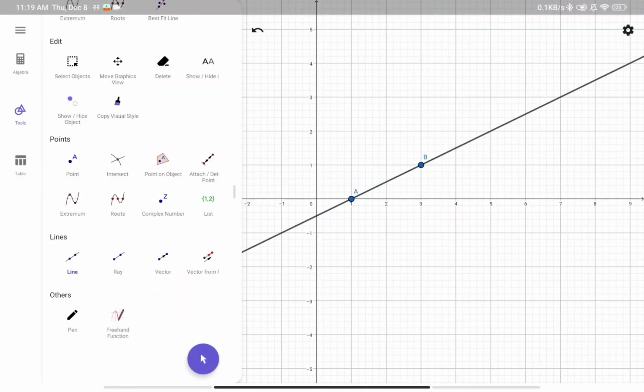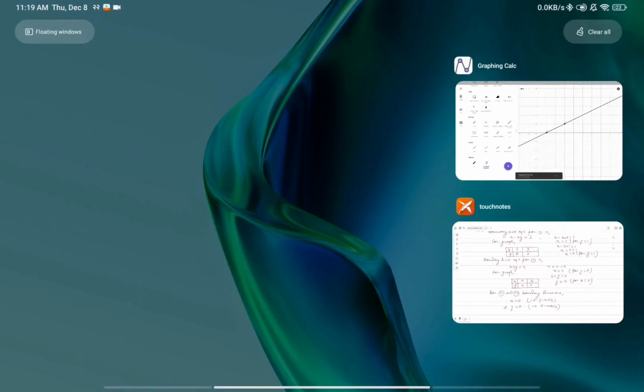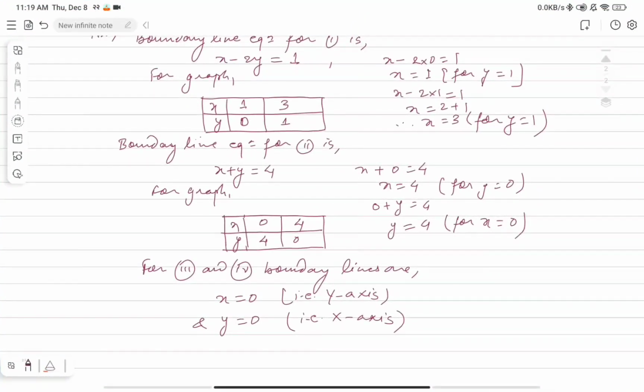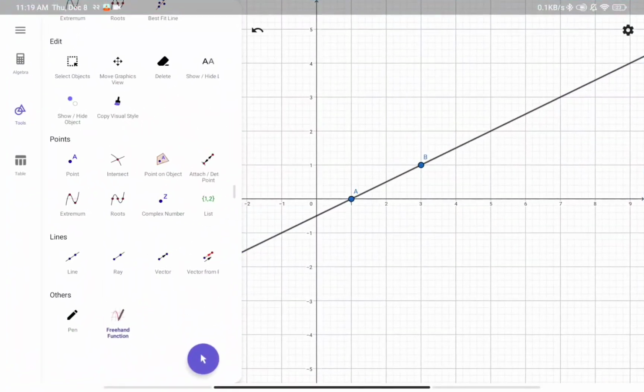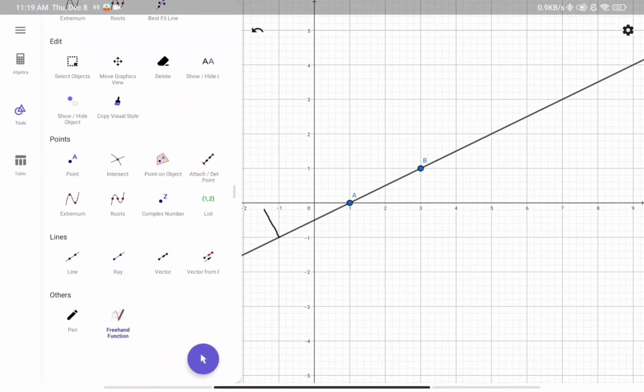Here, for the first boundary line we have the points (1, 0) and (3, 1). So we plot the straight line there. This gives us a boundary line. Now we have to shade the region. To shade we use the origin test. We put (0, 0) for x and y, and if the result is true then we shade towards the origin, and if the result is false we shade towards the region where the origin is not present. Here our result is true, hence we shade towards the origin.